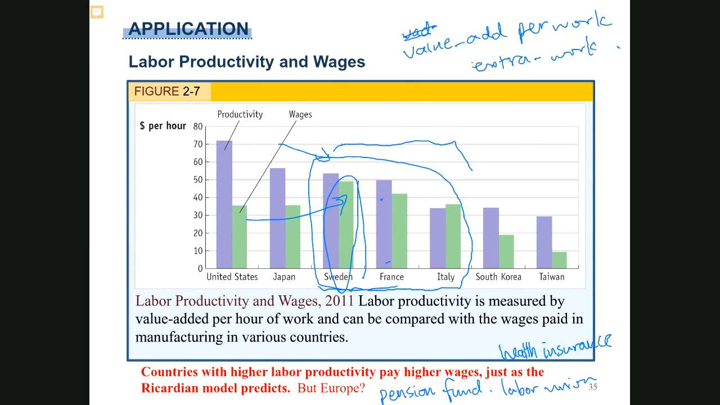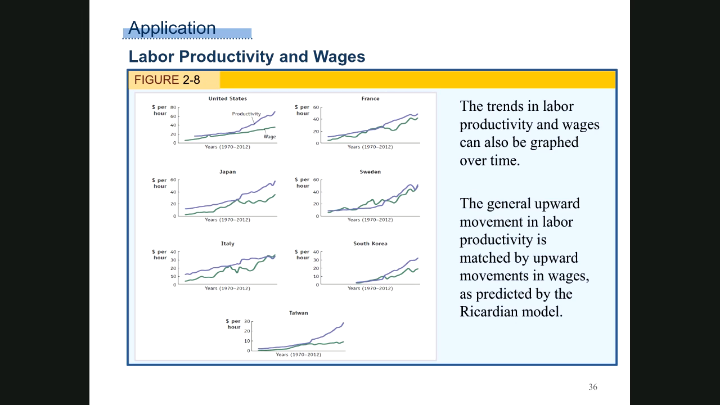Another application is that productivity and wages could be graphed like this. It's dynamic, time series data. The productivity and wage could be graphed over time as well. A general upward movement in labor productivity is matched by an upward movement in wage, as predicted by the Ricardian model.